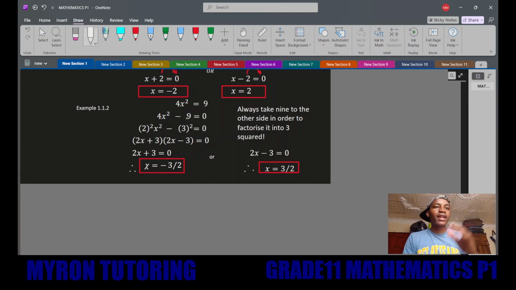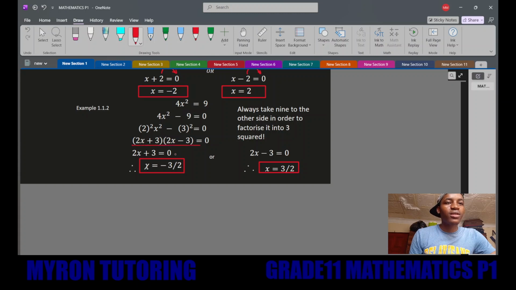When 9 has gotten to the other side, you can see that, okay, this is a difference of two squares. The number being squared is 3, since the square root of 9 is 3. So you know that 3 is going to be in the brackets. Then on this side, when you square root 4x squared, you get 2x. So you know that 2x is going to be inside this bracket.